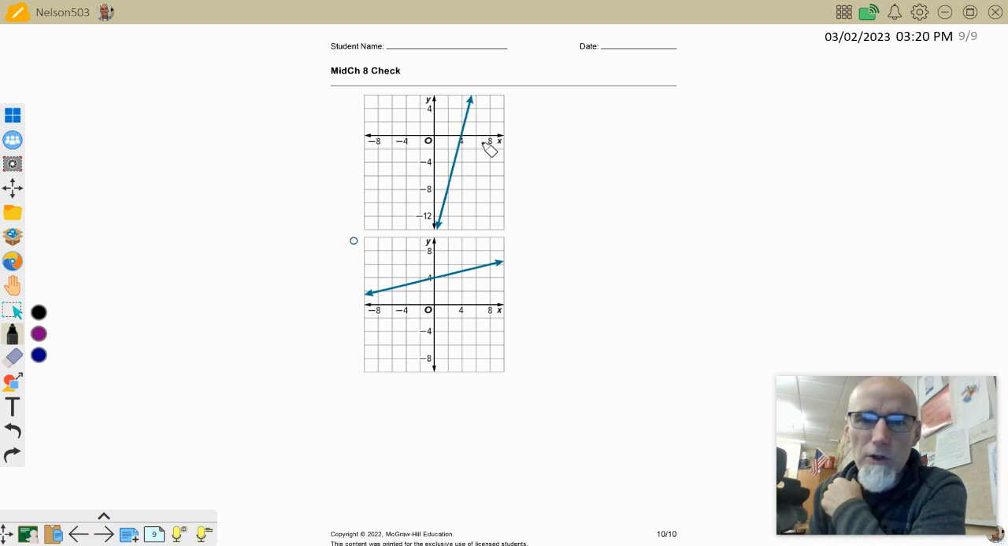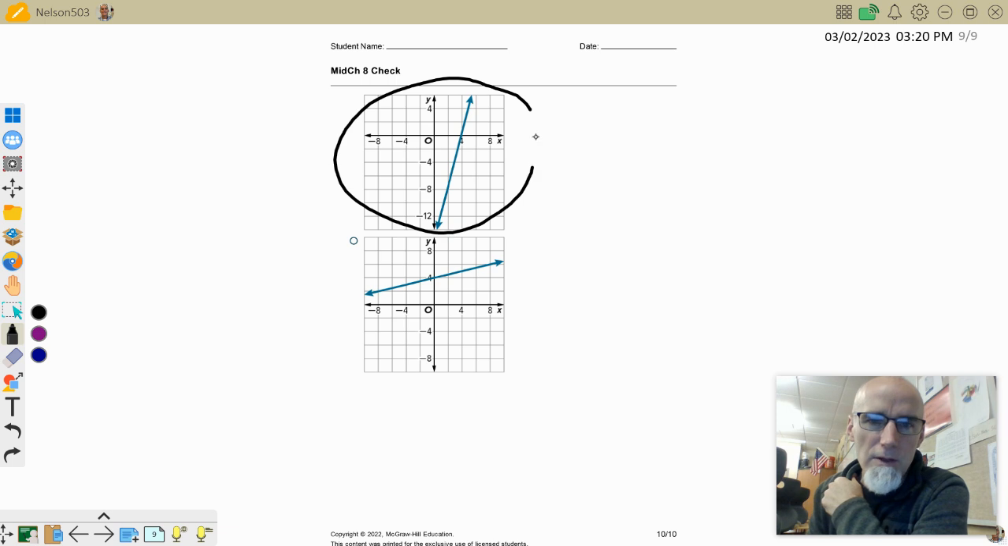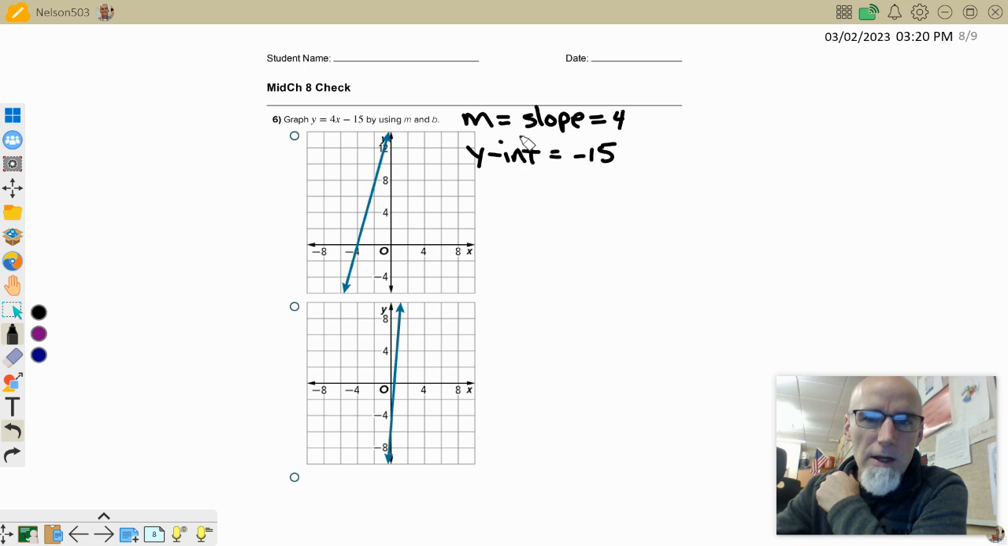Okay. So let me circle it. This is definitely the right answer because it's going through negative 15. It's the only one going through the right y-intercept, right? The y-intercept's negative 15. That's that number right there.